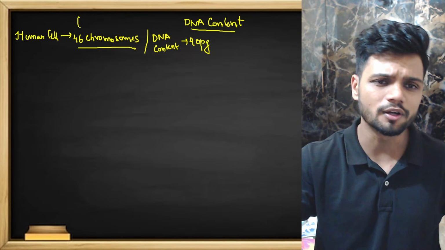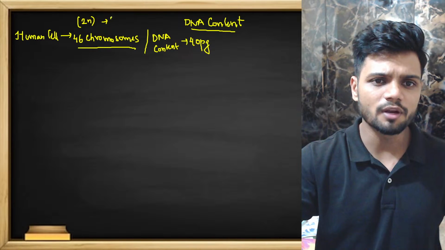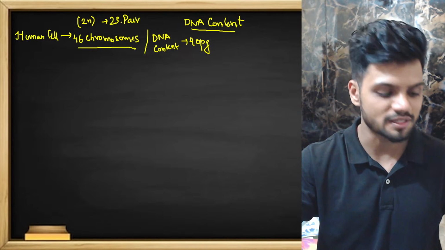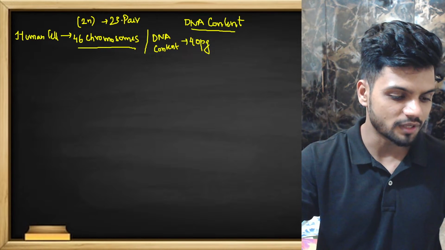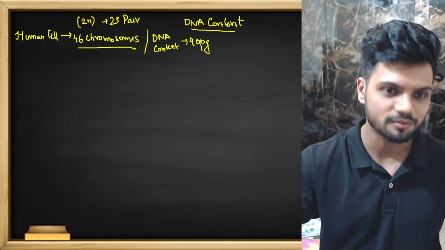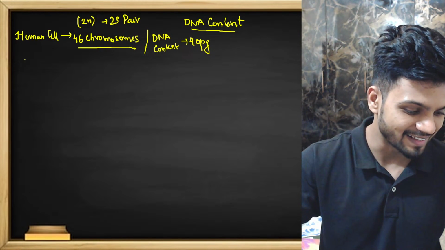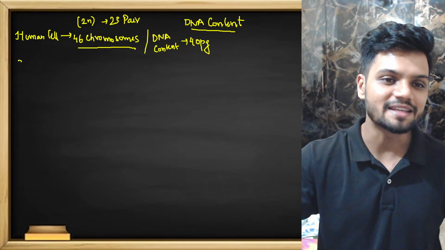Diploid organisms, students, diploid, 2n. 23 pairs of chromosomes. Sometimes I'm testing all of you. I want to test all of you. Now, 23 pairs. Exactly. Now we'll understand the stages.